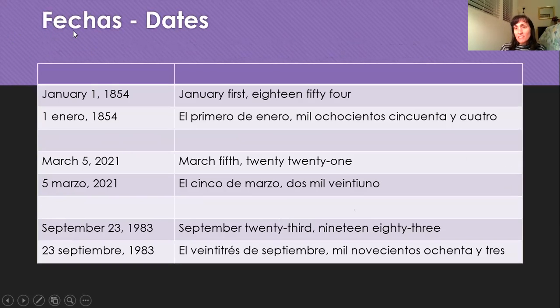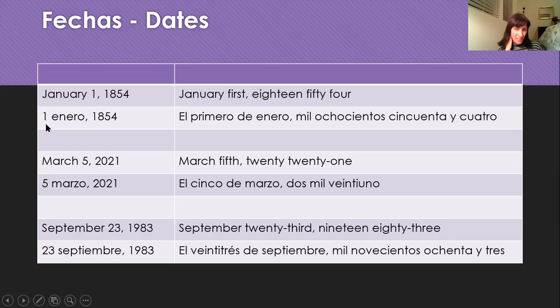Okay, fechas are dates. And they're a little bit different in terms of word order. So in English, we put the month, and then the day, and then the year. And when we say the year, we break it up into two parts, like 18 54. January 1st, 1854. And we use the ordinal number, like 1st, 2nd, 3rd, 4th, 5th, 6th, January 1st, January 2nd, January 3rd, etc. But in Spanish, we put the day first, and then the month, and then the year.